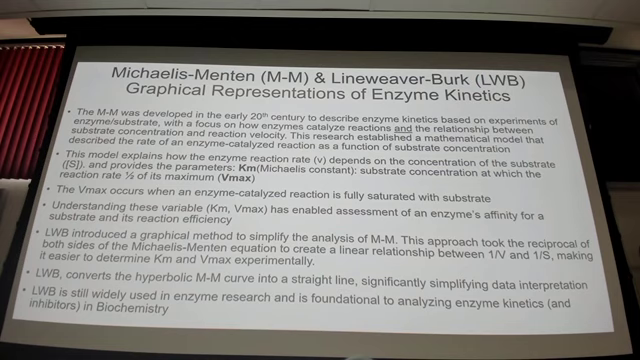This model uses velocity, V, which is the rate of the reaction, and it also looks at the substrate concentration, S, in addition to introducing the Michaelis constant, which is Km, and then Vmax is the maximum rate of reaction. So Vmax is when an enzyme is saturated and all of the enzymes are occupied with substrates.